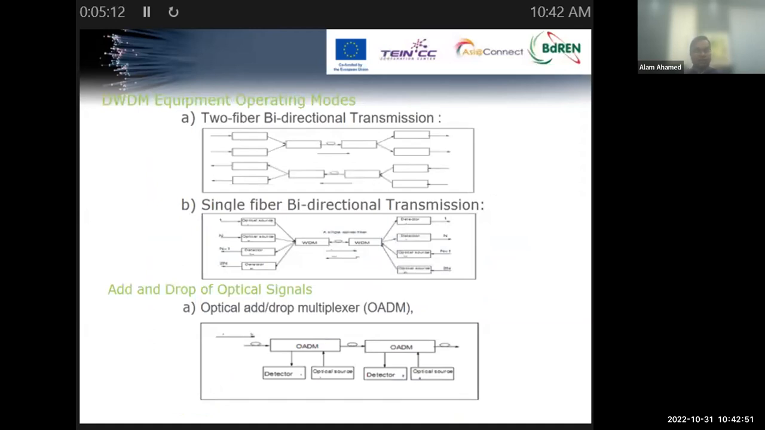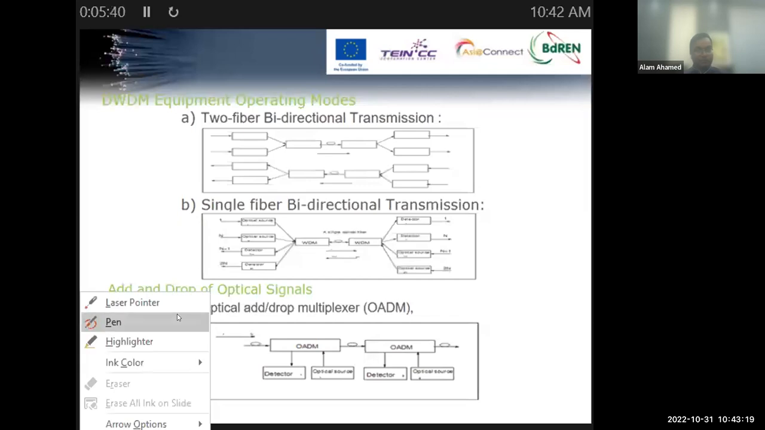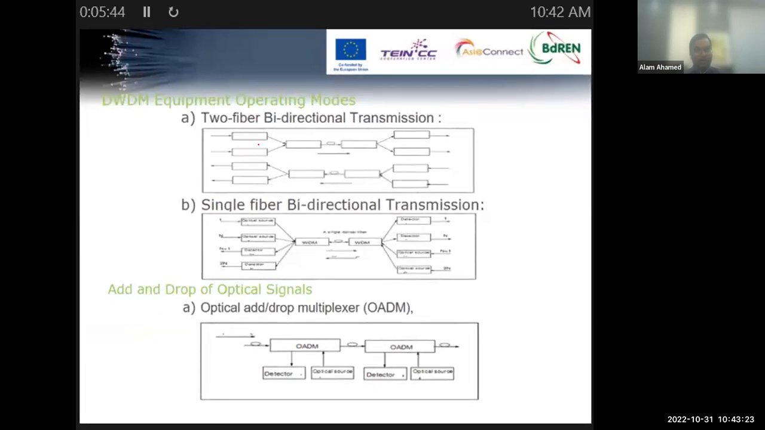DWDM equipment operating modes: two fiber bidirectional transmission, single fiber bidirectional transmission, add and drop optical signal. Now we are discussing two fiber bidirectional transmission. A single optical fiber implements transmission of optical signal in only one direction. Hence, the same wavelength can be reused in the two directions. That means one fiber is used for this way and another fiber is used this way. If you use one lambda, 1532, in this line, you can easily reuse the same lambda on the other path because the two paths are different.